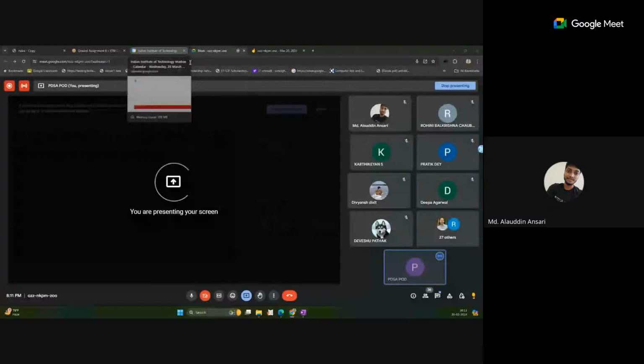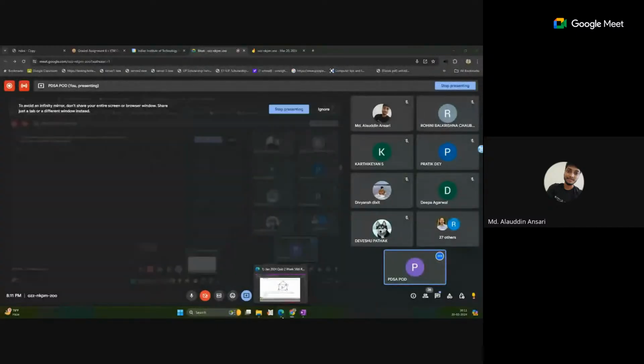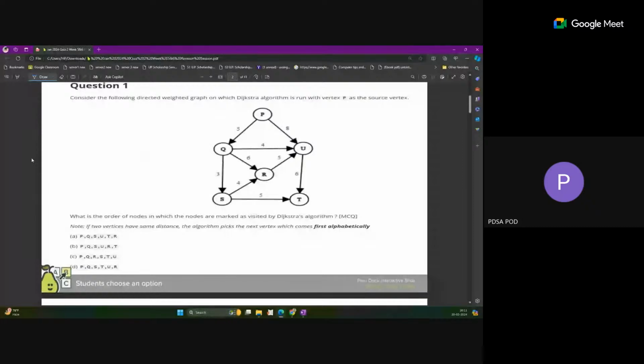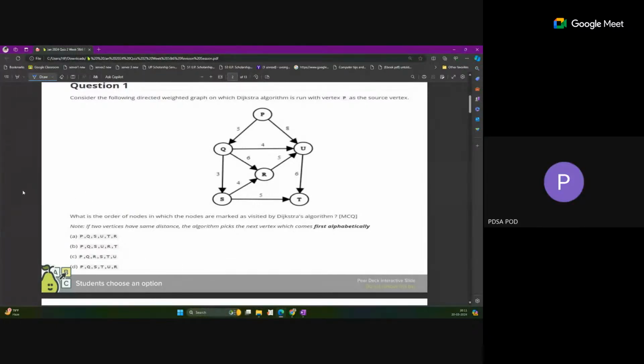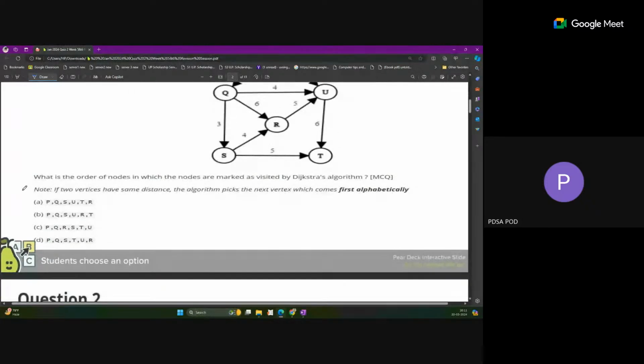Sir, the screen is not visible. Oh, my screen, it stopped sharing. You start sharing. One second. I hope now this is visible. Yes, sir. Okay. I have zoomed in a little bit.